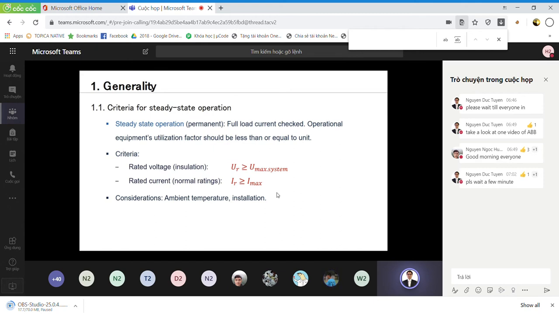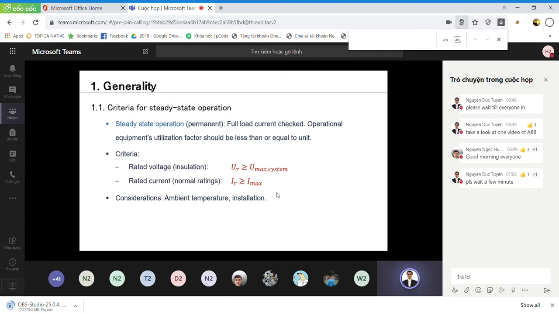Actually, this one is a very important point. In order to select the equipment, the first thing is that it should operate stably in the steady state mode, right? Steady state mode means the normal operation. It should work well. If it does not work well in normal operation, that means you selected the wrong device, right? Right. So that's why the criterion here is that the rated voltage of the equipment is higher than the maximum voltage of the power system where the equipment is connected, right?